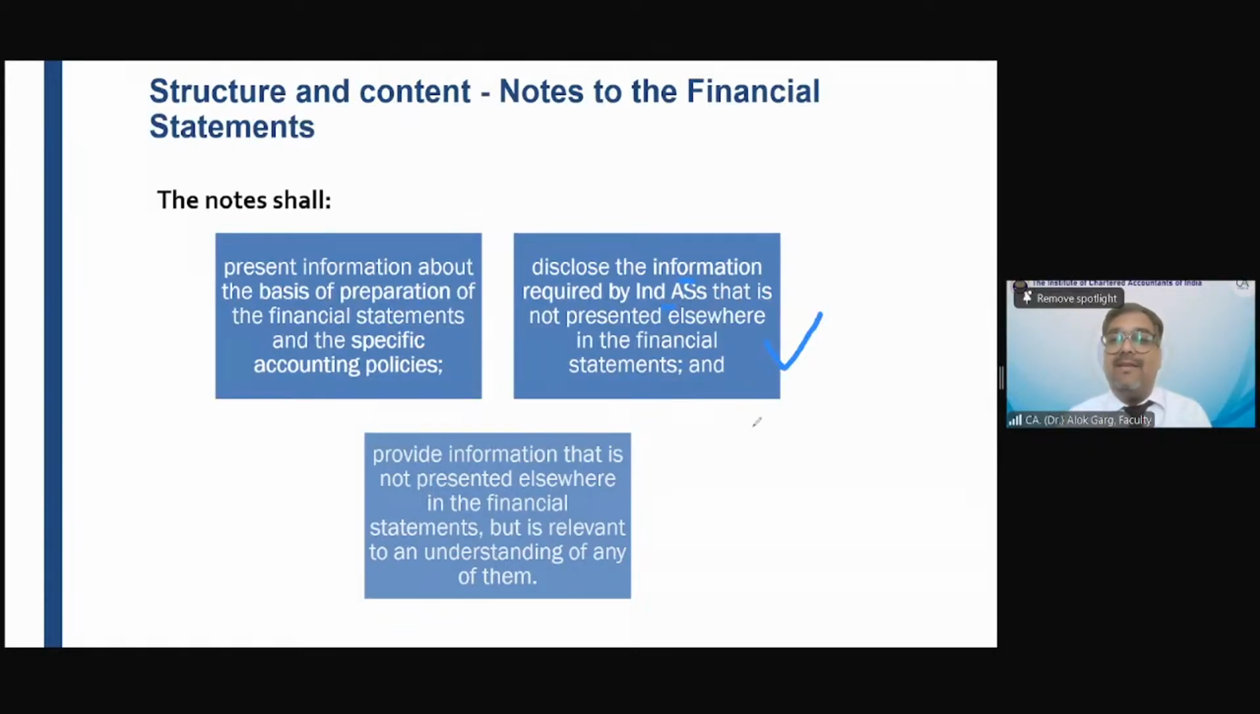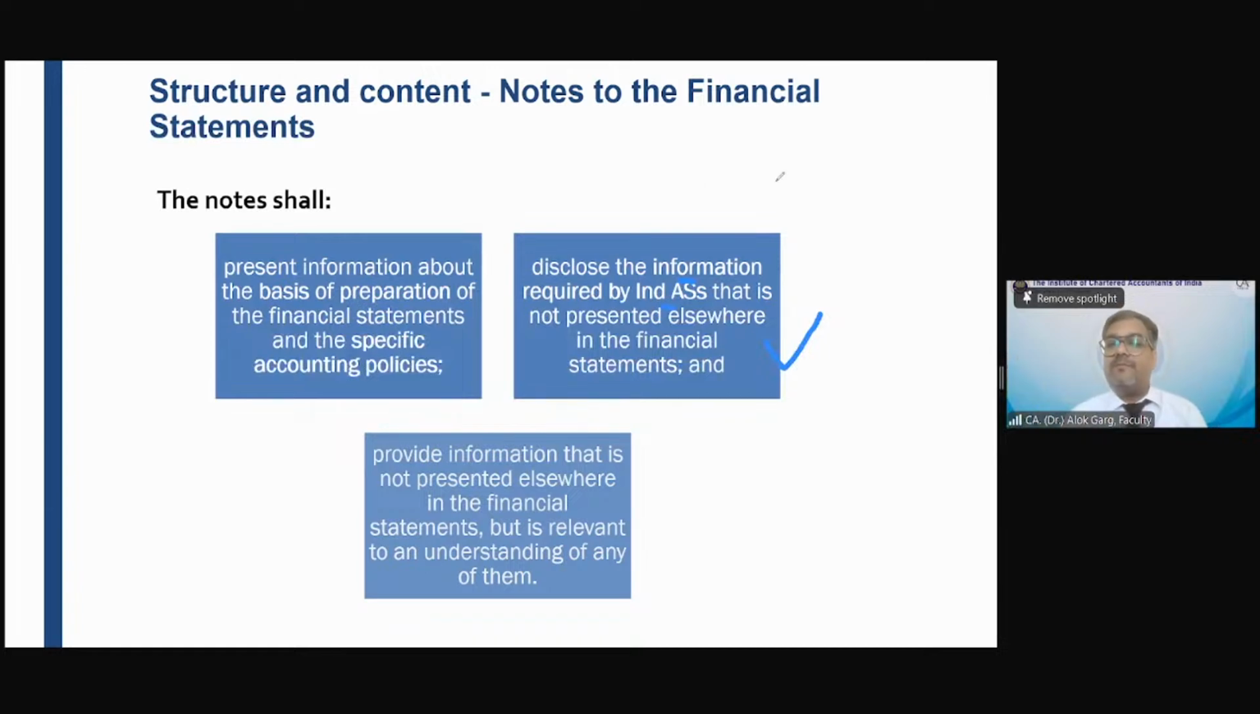Can you tell me any example in the notes to accounts? What is the information which is required by some specific Ind AS, which is not covered in the balance sheet, P&L, statement of changes in equity, statement of cash flows? Contingent liability. Contingent liability, very good. This requirement is as per Ind AS 37. Capital commitment, contingent liability, related party disclosure. This requirement is as per Ind AS 24. Segment reporting. This requirement is as per Ind AS 108. Actuarial valuation disclosure. This requirement is as per Ind AS 19.